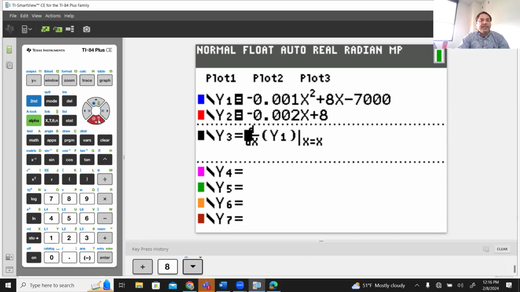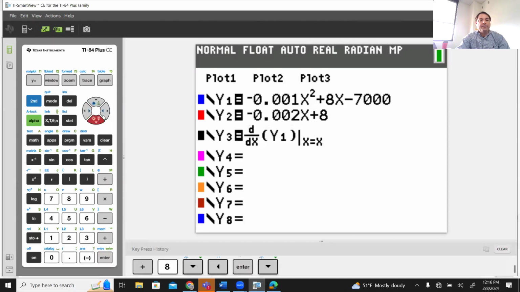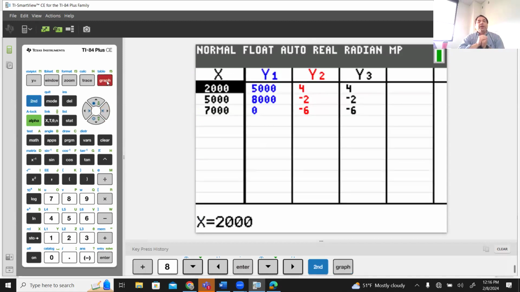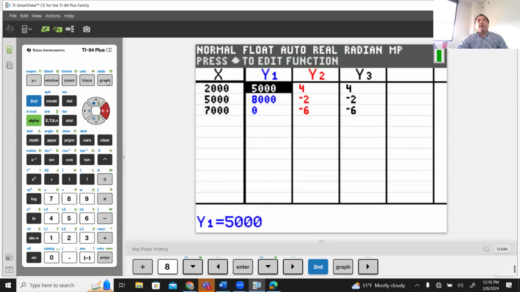Make sure your y3 equals is on. Hit enter on top of it, so all three are highlighted. Now into profit, we're going to plug in 2,000, 5,000, 8,000. So I go to the table. We already have the numbers in there. Let's talk about each one separately and make sure we're careful. At 2,000 headphones, your profit is $5,000. Profit is revenue minus cost. At 5,000 headphones, your profit is $8,000. Money in your pocket. At 7,000, what happened to your profit? What do you get? 0.